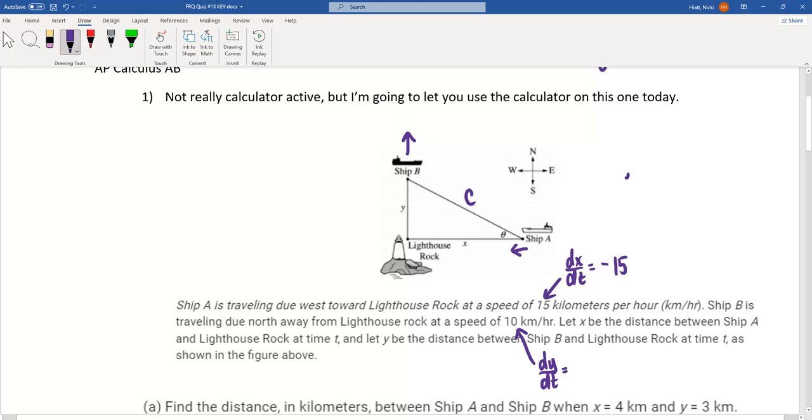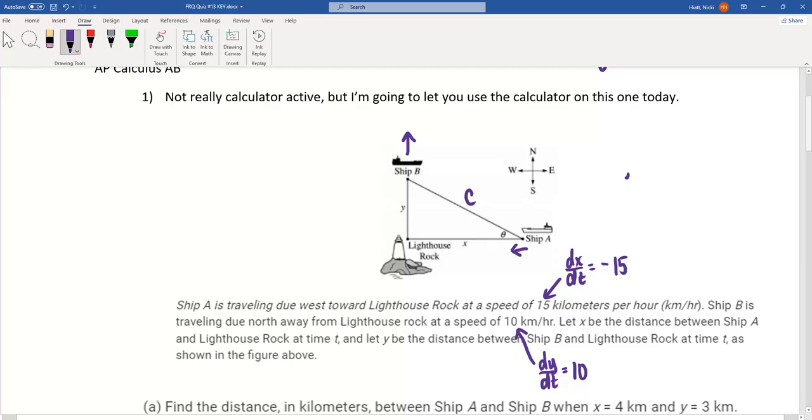And is that going to be a positive rate or a negative rate? Positive, because y is getting longer, right? So I've got dx/dt, I've got dy/dt. I know x, I know y. I can find c. They already had me find c, right?